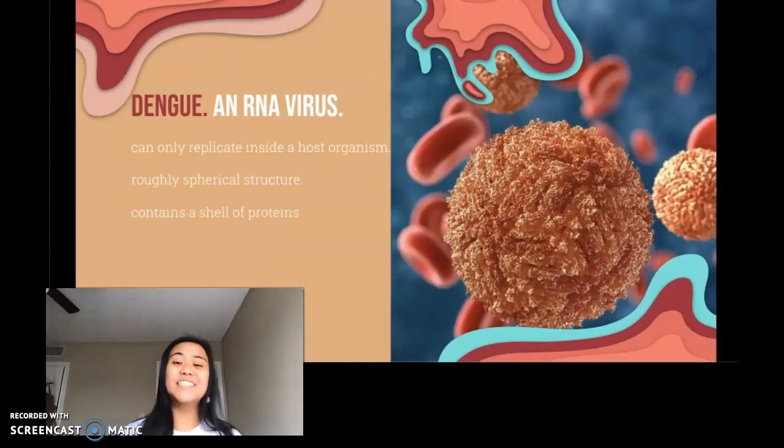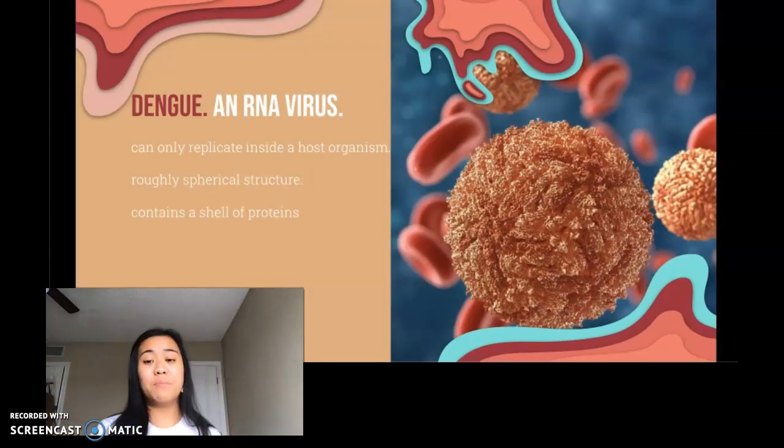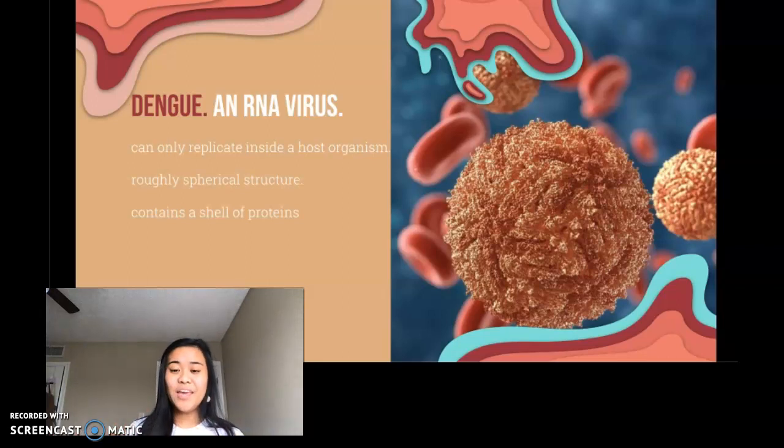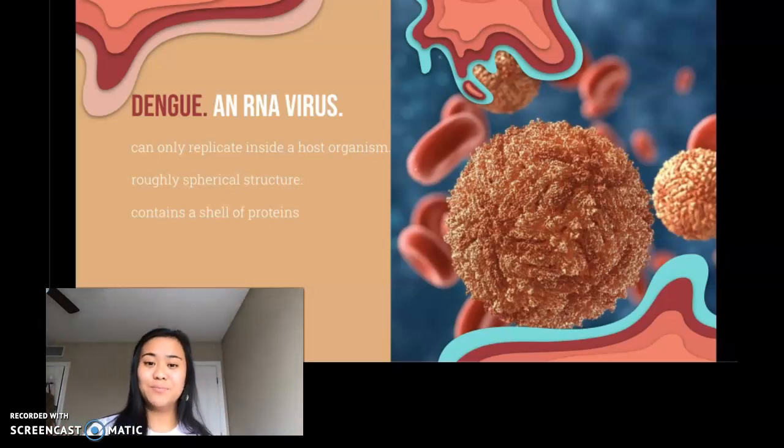So the dengue virus is an RNA virus, meaning that it can only replicate inside a host cell's organism. It's roughly spherical in its structure, as depicted here on the right-hand side, and it also contains a shell of proteins.